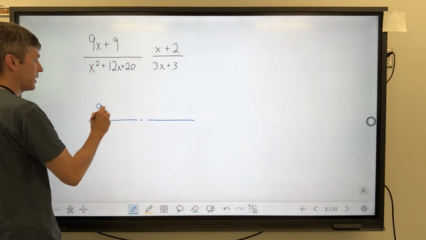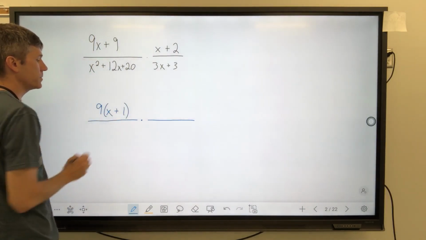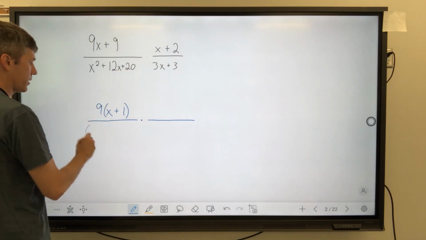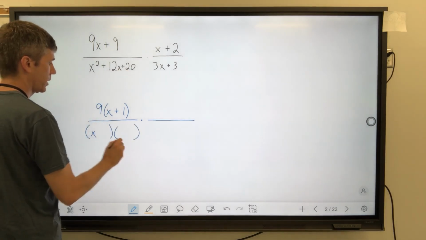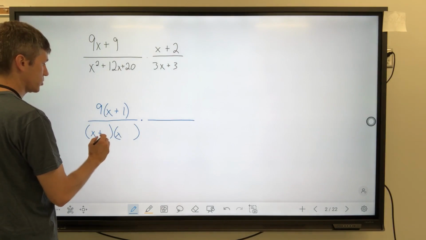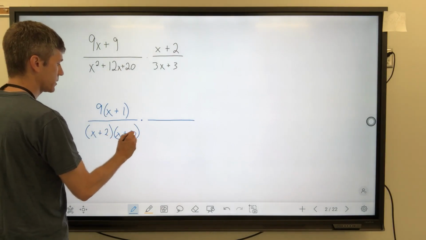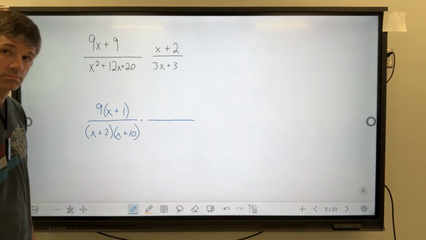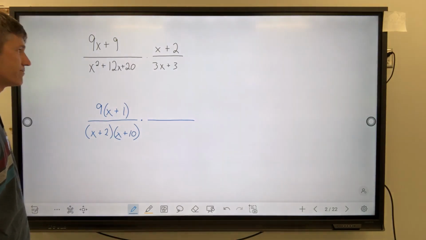I see a GCF of 9. That makes this 9 times x plus 1. No GCF here, but it does factor into x plus 2 and x plus 10. Okay, can you reduce anything there? Nah, I tried once. It didn't work.